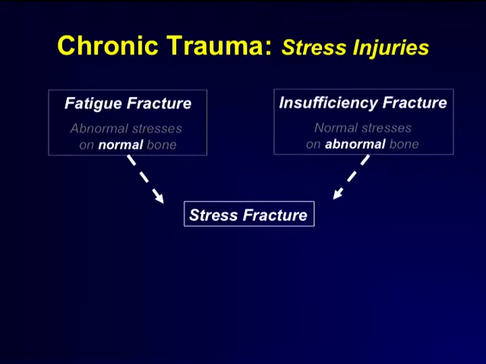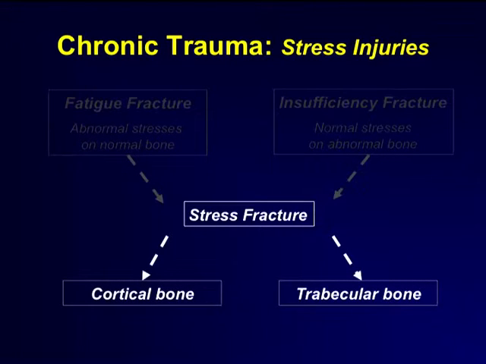Now, you remember stress fractures can be of a fatigue or insufficiency type, depending on whether the bone is normal or abnormal, but they all look alike. And I used to try and figure out, is this a fatigue or insufficiency fracture? I personally tend to say, is this in cortical bone or trabecular bone? Because they look very different, and that's what I want to emphasize.